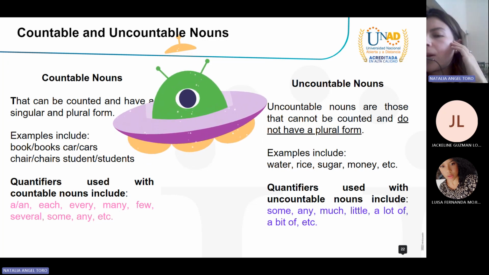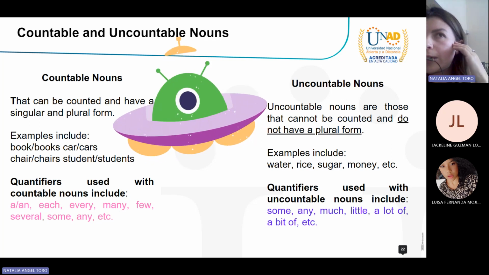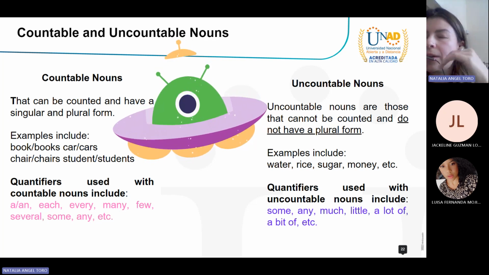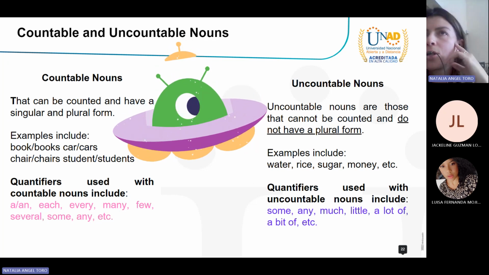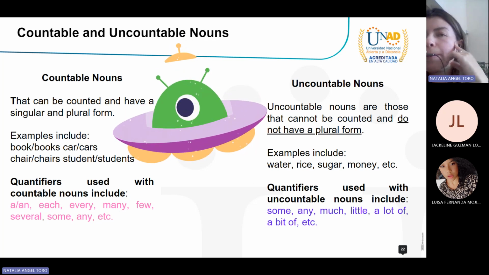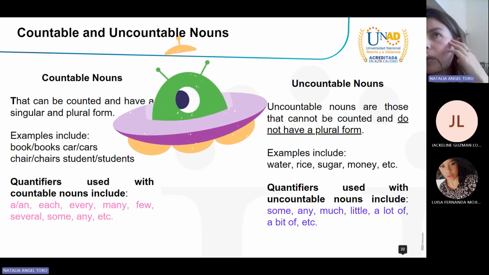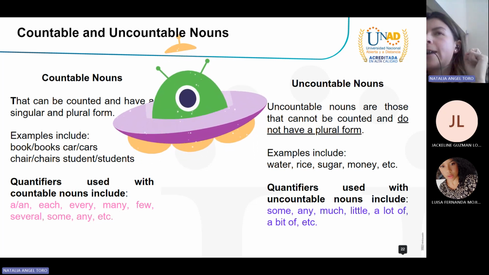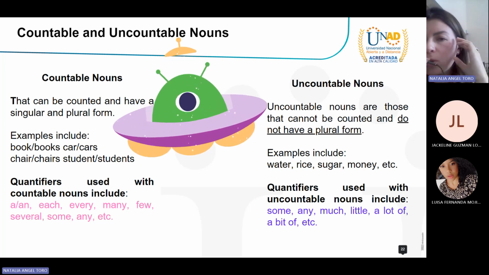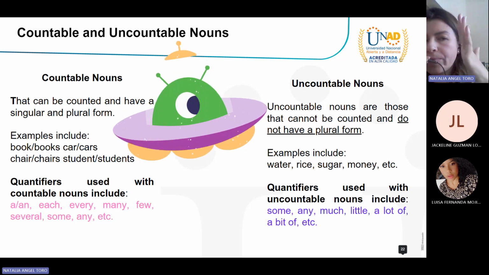And also those general words that gather some items or some topics. For example, money. Money is uncountable. It's not possible to count money, but we can say that coins are countable. That's the difference. So those ones are uncountable nouns.